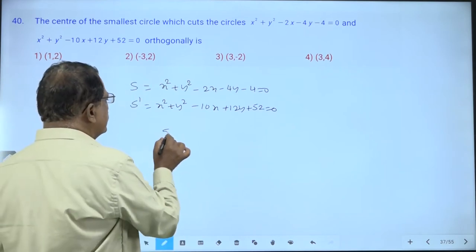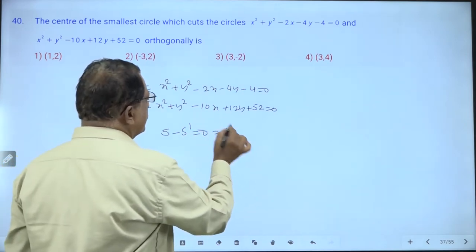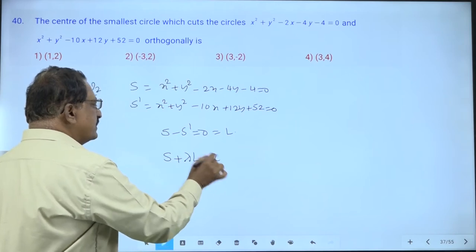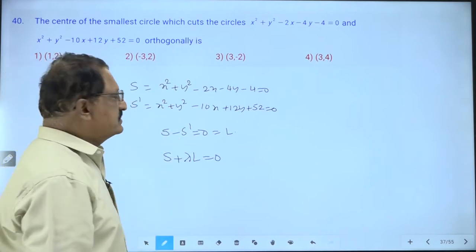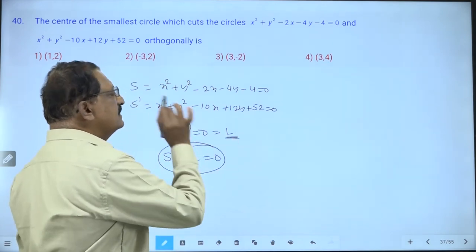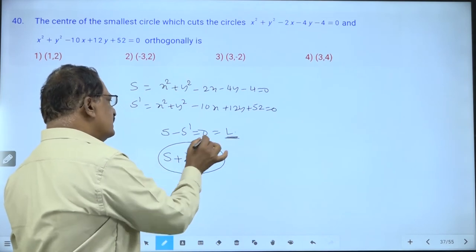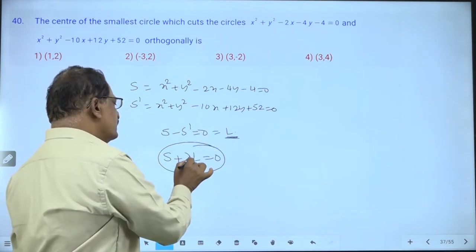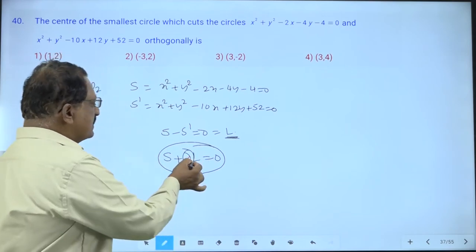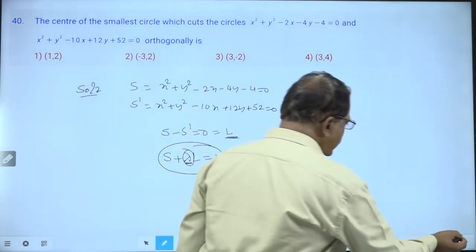Radical axis or common chord is S minus S dash equals 0. Okay, it is nothing but L. The required circle equation is S plus lambda L equals 0. Now, its center lies on the line L equals 0. Substitute the center in the line L equals 0, we get the lambda value. Replace lambda, we get the equation of the circle. After that, we get the center of the required circle.